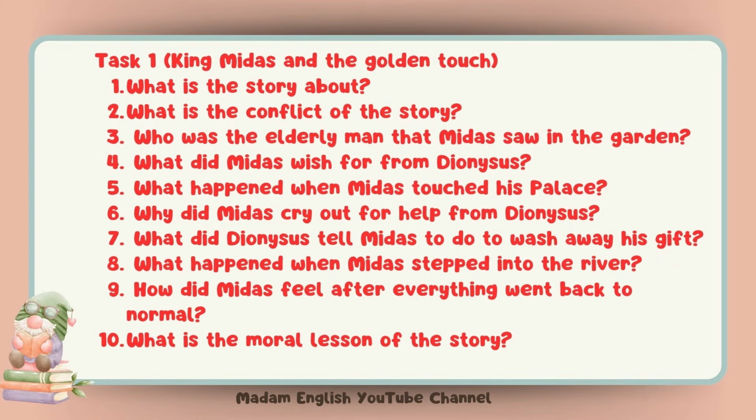Now, answer the question on Task 1. Number 1. What is the story about? Number 2. What is the conflict of the story? Number 3. Who was the elderly man that Midas saw in the garden?